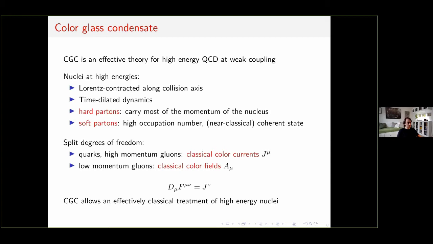And if you think about the partonic content of these nuclei, you can roughly separate the nucleus into two different groups. So you have the hard partons. So think of, for instance, the valence quark of the nucleus.